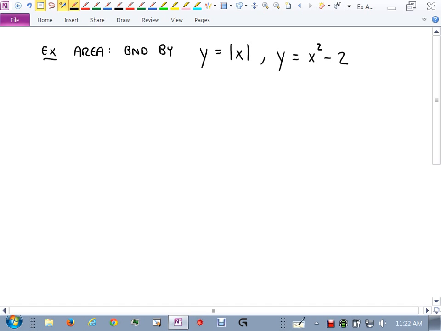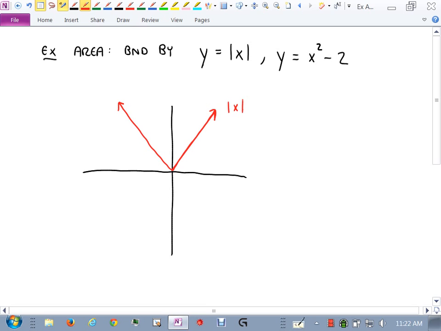So to do this problem, you have to know what the absolute value of x looks like, right? Just with a V, like this. That's the absolute value of x. And then x squared minus 2 is a parabola, which opens upward, but it's been shifted down 2. So it's going to look something like 1, 2, parabola goes up, that. Sorry, that's supposed to look symmetric. Doesn't look very symmetric.